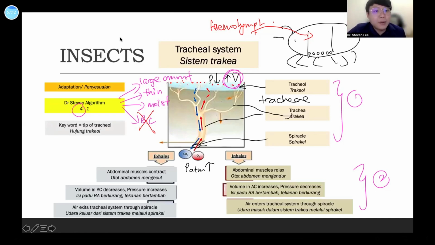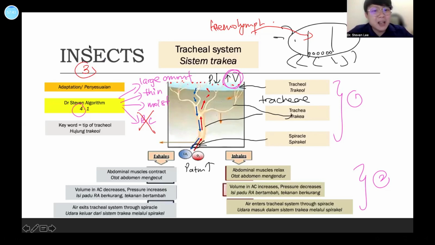Number 2, the key word I want to share with you is the tip of tracheole, ataupun hujung trakeol. What does it mean is, you can say large amount, you don't say tip of tracheole lah. You can say the tracheal system is highly extensive with many tracheae and tracheoles to increase the surface area for effective gaseous exchange. Am I right? Ataupun you can say the tip of tracheoles are one cell thick, ataupun thin, to allow rapid gaseous exchange. Or you can say the tip of tracheoles are moist to allow respiratory gases to dissolve and gaseous exchange to take place. So the elaboration, dia punya huraian semua sama. Cuma right now we are dealing with tracheole. Are you clear? So this is the third requirement, which is adaptation.